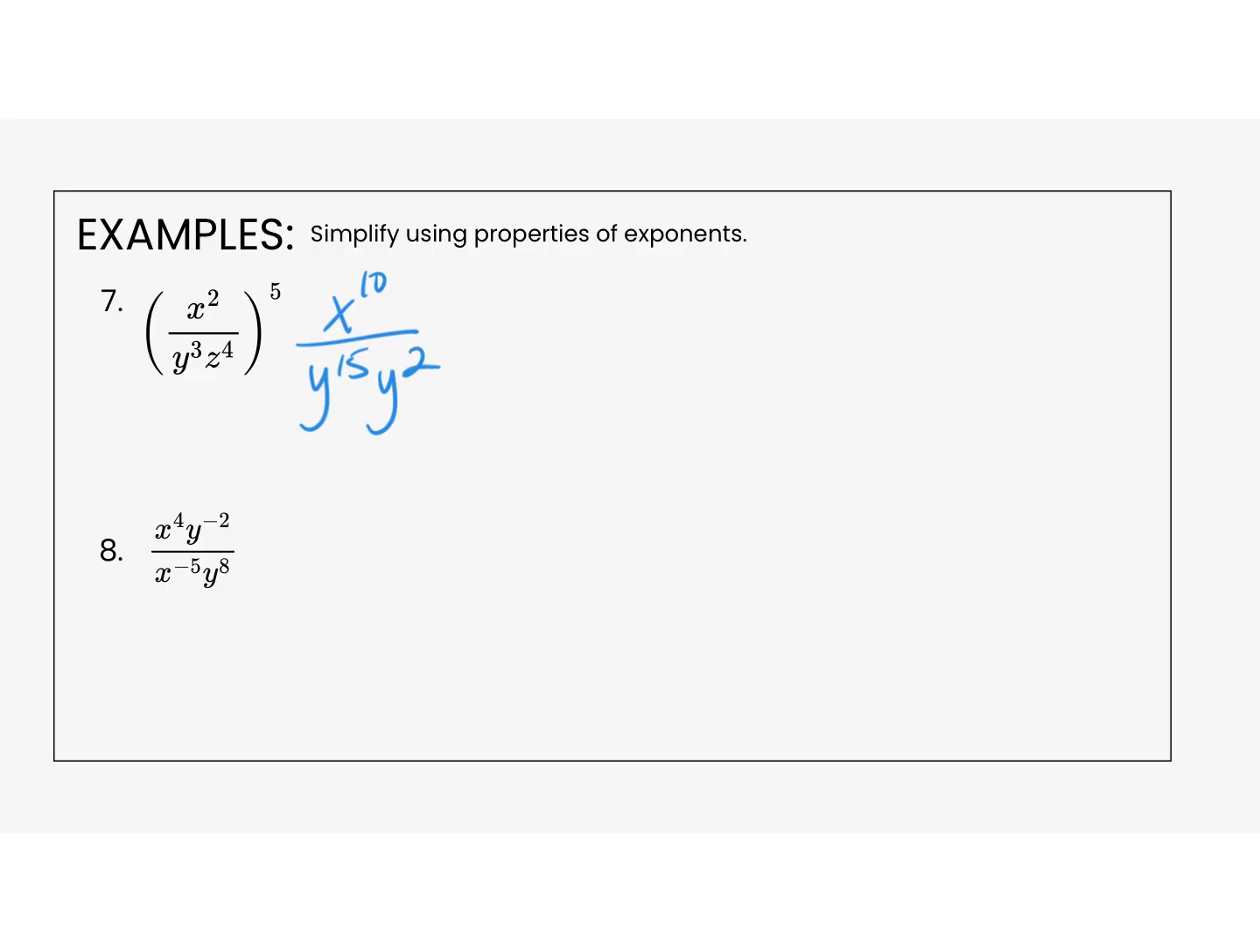Oh, let's try that again. Z to the 20th.